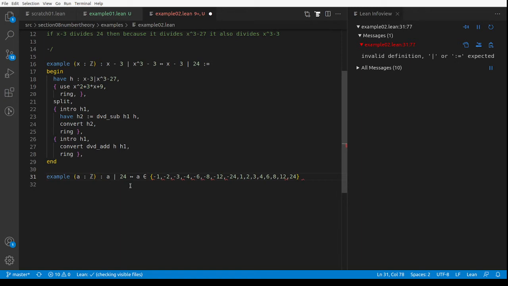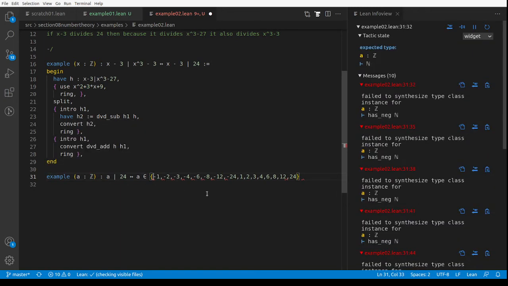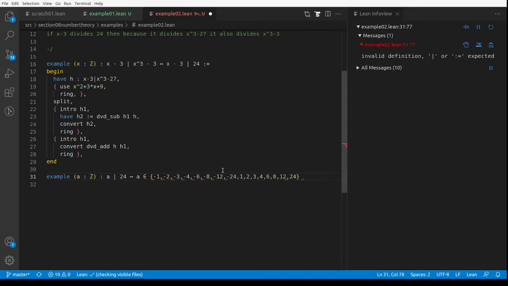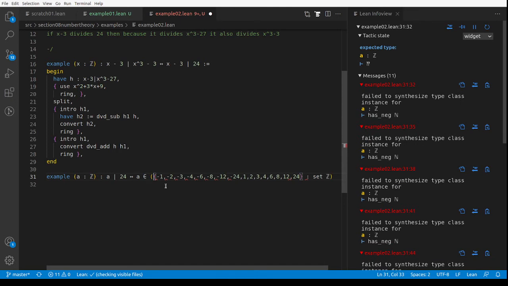And Lean is complaining. Lean doesn't have a clue what these are. It's like, are they numbers? Are they natural numbers? You're negating a natural number. That's not even allowed. Lean needs to be told that this is a set of integers. So that's my interpretation of that error message. So let's do that.